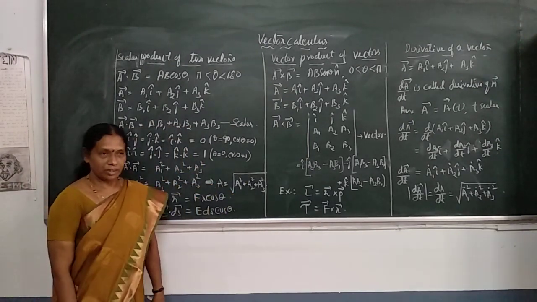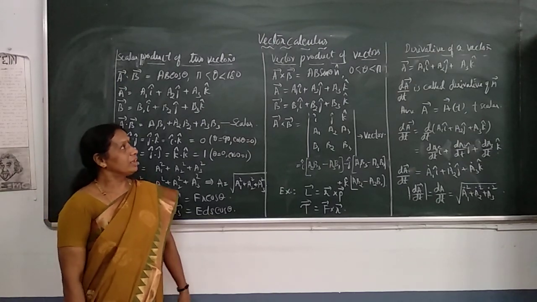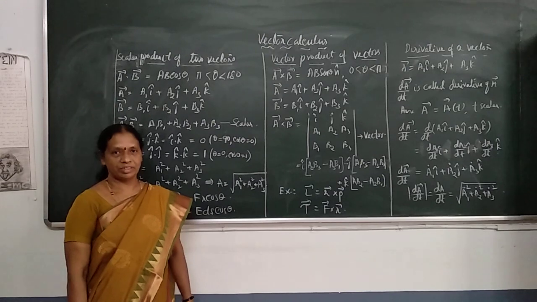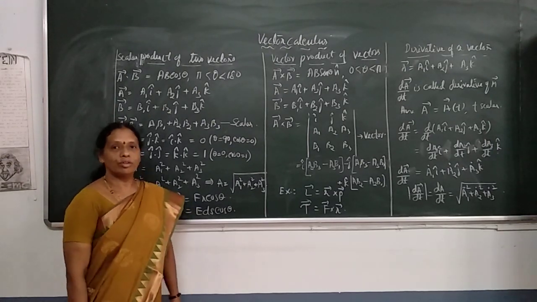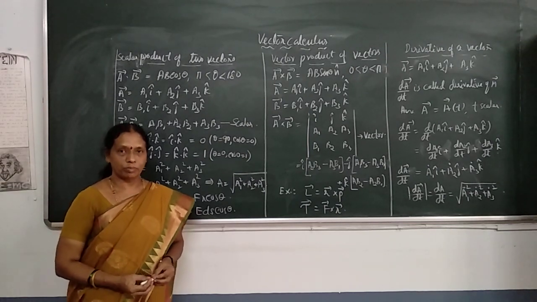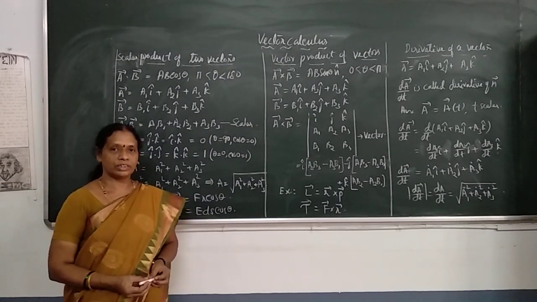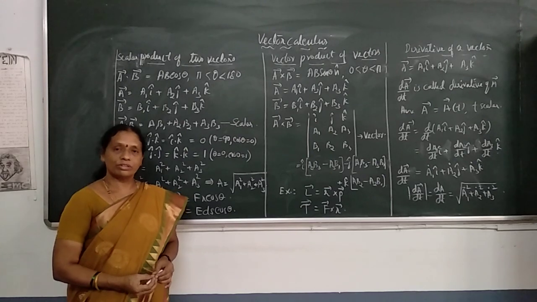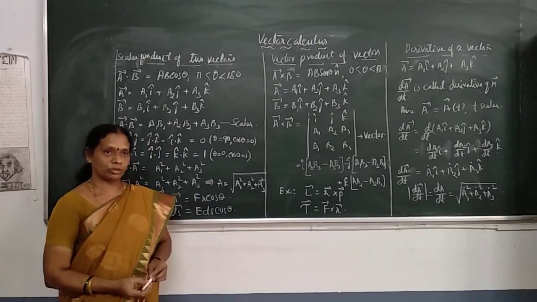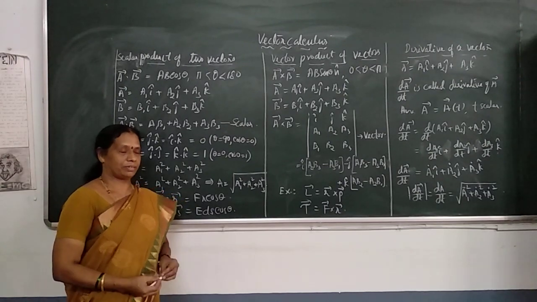In your first semester, you are going to study 4 units. The syllabus for first B.Sc Physics has 4 units. First unit is Mechanics 1, second unit Mechanics Part 2, third one is Thermal Physics, fourth one is Physics of Low Temperature and Pressure. These are the 4 units which you are going to study in your first semester physics.